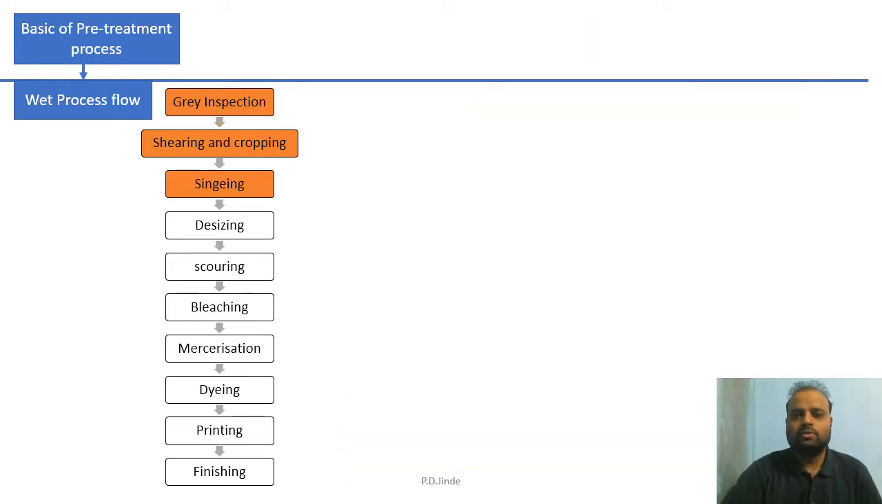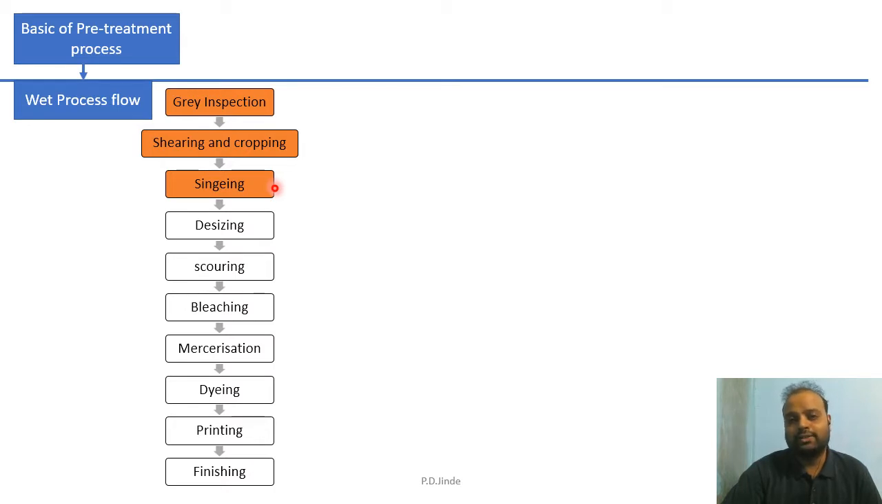The singeing process we already covered in the previous classes. Let's revise once again. The singeing process is used to burn the hairs protruding out of the surface of the fabric. Earlier I told you that after grey inspection the next process is singeing. But in between the grey inspection and the singeing process there is a middle process known as shearing and cropping. Once this is completed, the sheared and cropped material is transferred to the singeing machine.